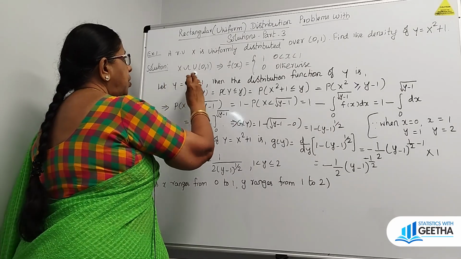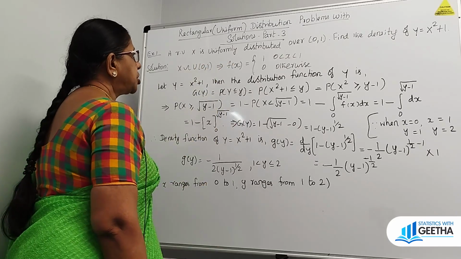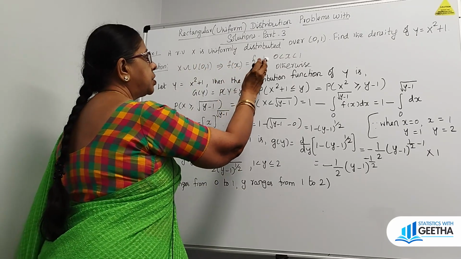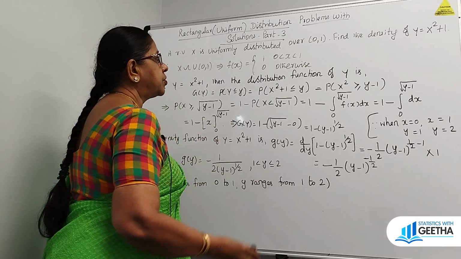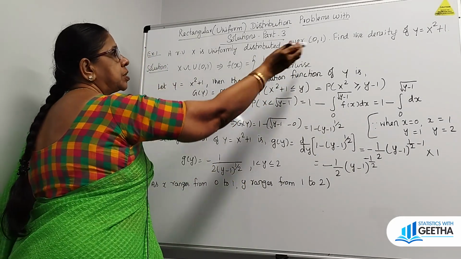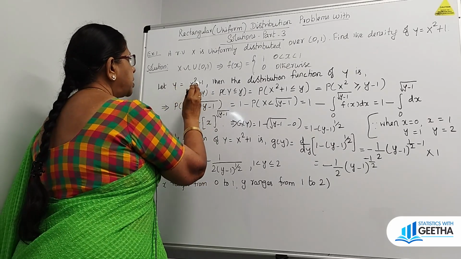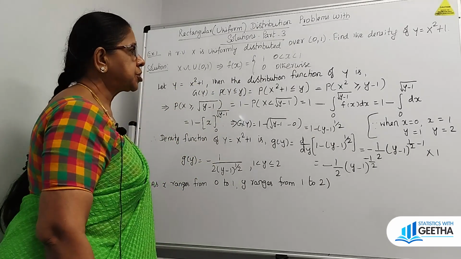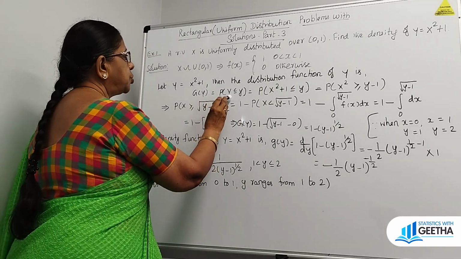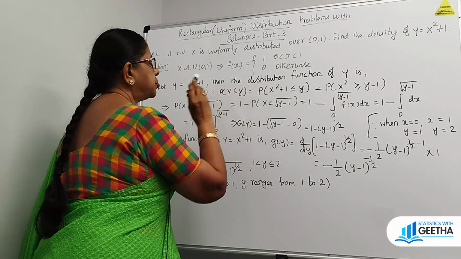In the solution, x follows uniform with 0, 1, in this interval. So its PDF will be f of x equal to 1 for 0 less than x less than 1, 0 otherwise. Now y is given as x square plus 1. So y equal to x square plus 1, then the distribution function of y is g of y equal to probability of capital Y less than or equal to small y, by definition of distribution function.